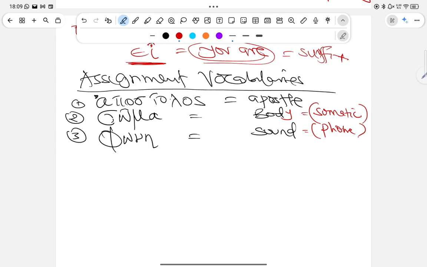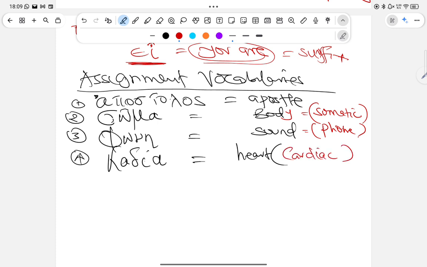The fourth is cardia, kappa, alpha, rho, delta, iota, alpha, cardia. Okay, with that mark, which is where we get the word heart. Now think of cardiac. Or we say cardiac arrest, something connected to the heart.